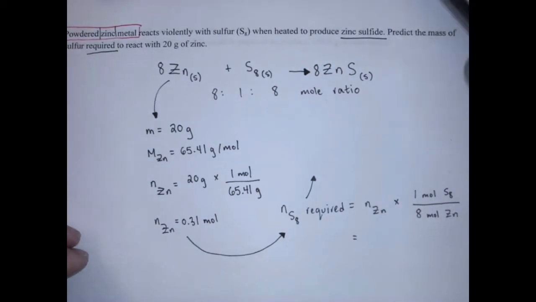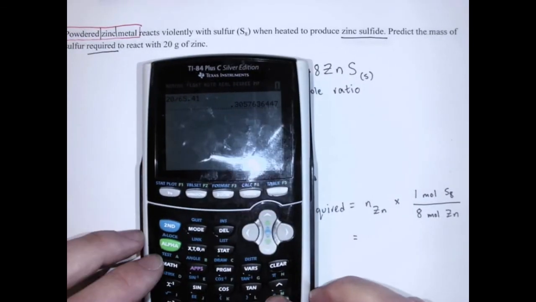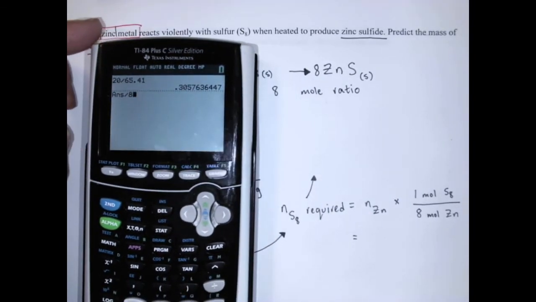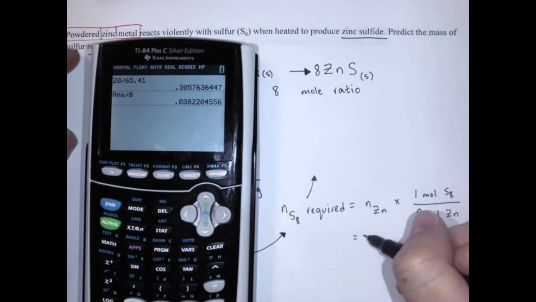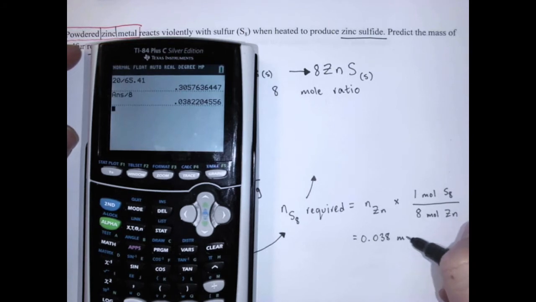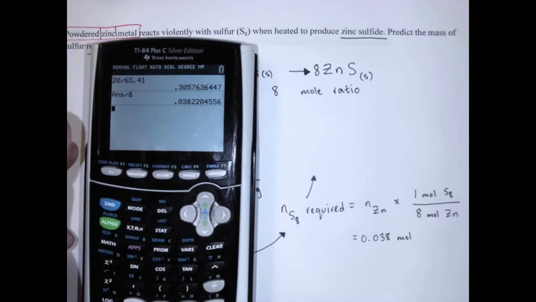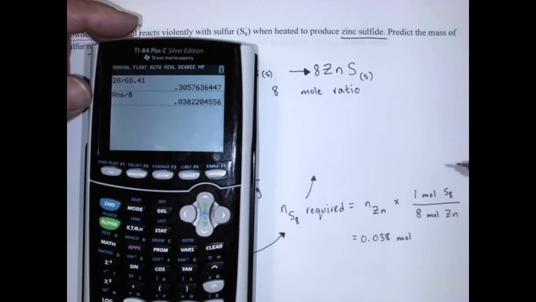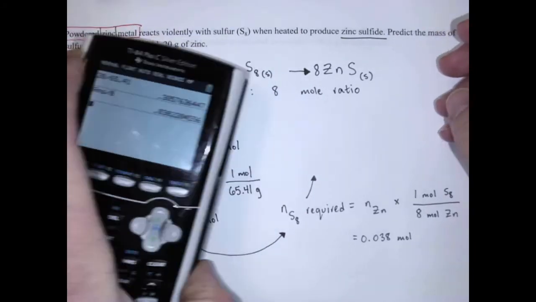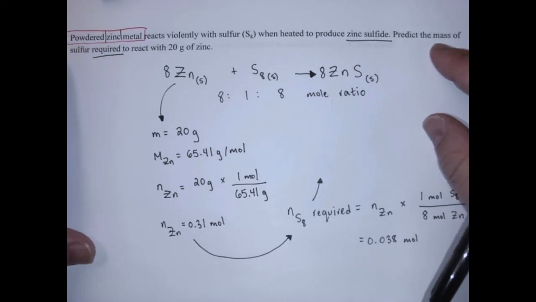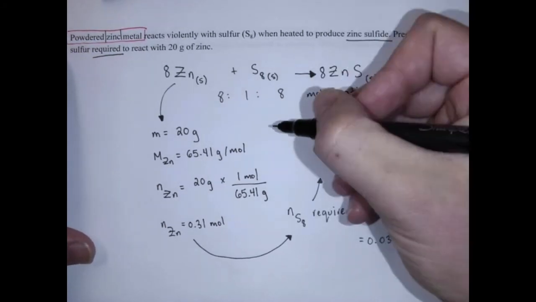So how many moles of zinc do we need? Sorry, how many moles of sulfur do we need? We take that moles of zinc divided by 8, and we get 0.038 moles. Once again, we're not going to keep this rounded number. We're going to use all our digits until we get to our final answer, because we're not done yet. We need to figure out the mass of sulfur. How much sulfur do we need?